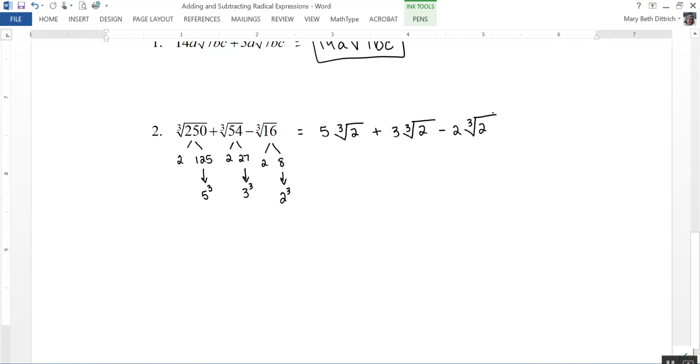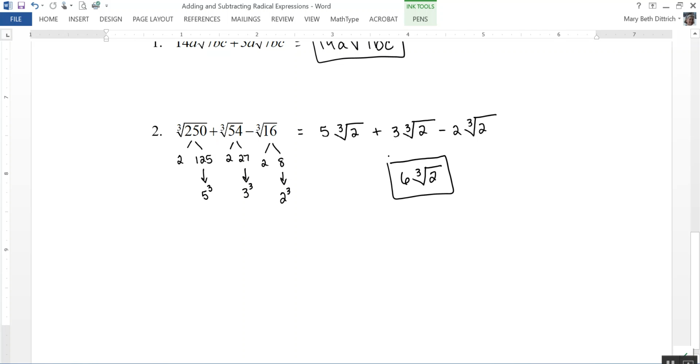Now each of my expressions has the same index, 3, and the same radicand, 2, so I can just combine the numbers out front. So 5 plus 3 minus 2 is 6, so this is equal to 6 times the cube root of 2.